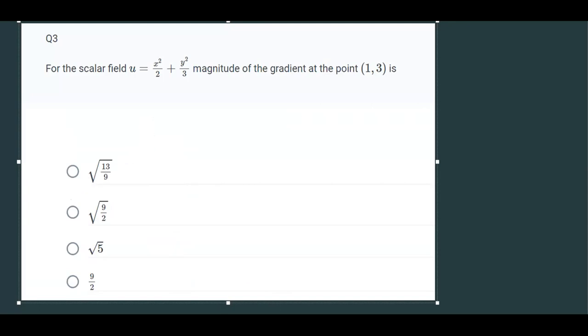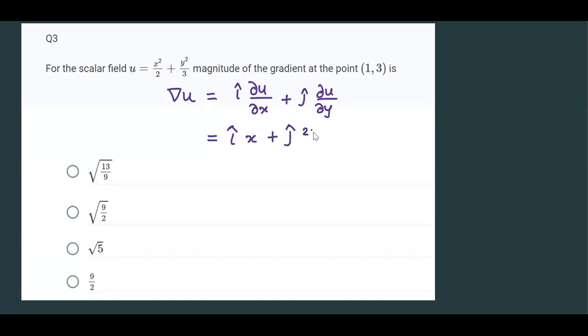Okay, look at the solution again. If you understand the concept, it is very, very easy. So u is the function, so I have to find grad u. u is a scalar, it's not a vector function, it's a scalar function. So I get i dou u by dou x plus j dou u by dou y. So I get i times dou u by dou x is 2x upon 2, so I get x, plus j dou u by dou y is 2y upon 3.